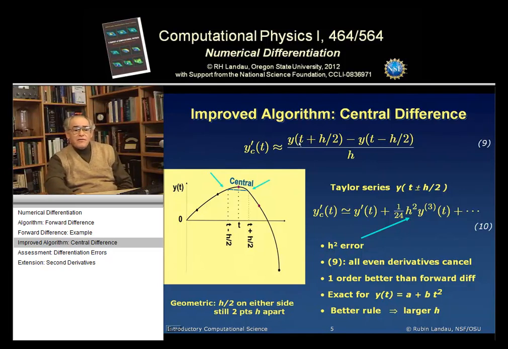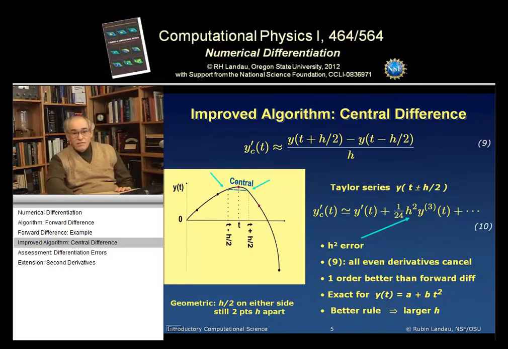Well, if you take the difference, these series have even and odd terms in them, as you know. It alternates, even, odd. Any term that's even, evaluated at t minus h over 2, is going to have the same value as it has when evaluated at t plus h over 2. So all even derivatives cancel, and we're only left with odd derivatives in the Taylor expansion. The first odd derivative is the one we want for y prime.